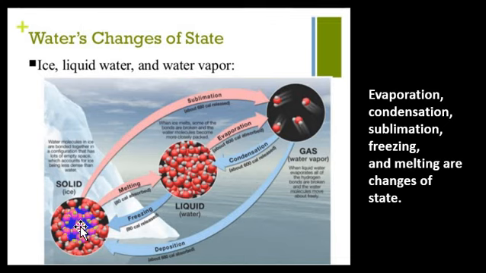Sometimes you go from a solid and go directly to a gas. You could bypass the liquid state. So you can have a frozen block of ice, and then it could just turn directly into a gas. Sometimes gas, water vapor, can just turn directly into a solid. So you could go through these. These are your changes of state.